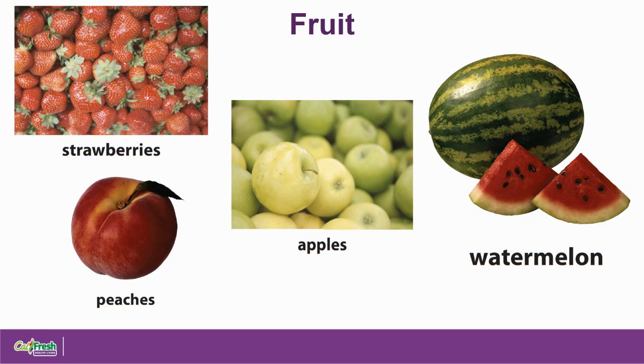Let's start with fruits. First, choose a fruit to add to your healthy meal and draw it on your plate. Remember that half of your plate at each meal should be filled with fruits and vegetables. This could be any fruit that you enjoy, like strawberries, apples, peaches, or watermelon. If none of these are your favorite fruit, think of another one and put it in the fruit section. I'll wait a little bit for you to finish drawing your fruit.